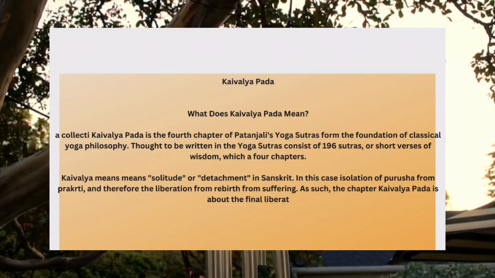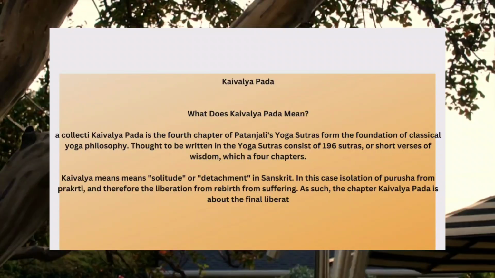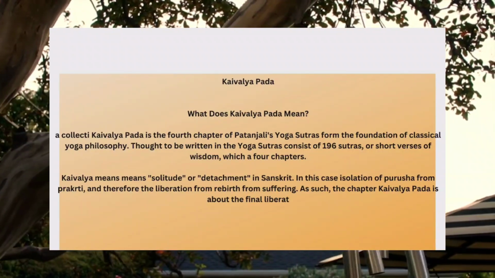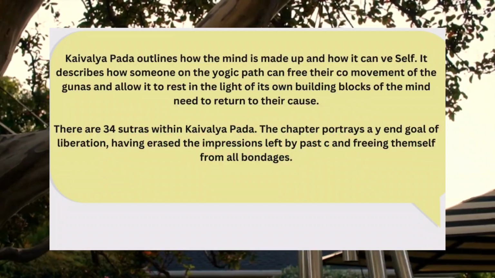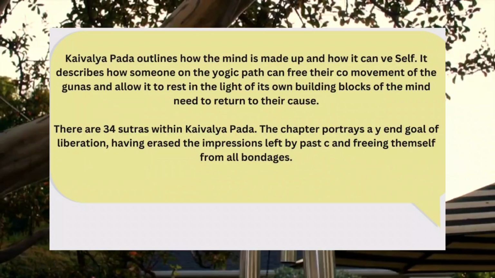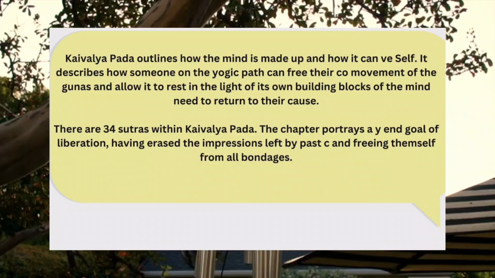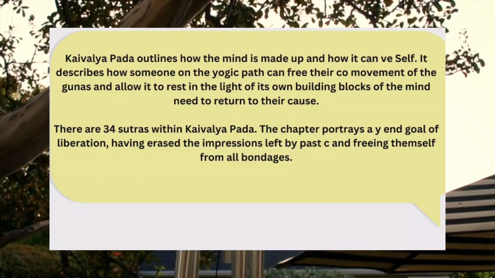Kavalaya Padh outlines how the mind is made up and how it can veil the true nature of the self. It describes how someone on the yogic path can free their consciousness from the movement of the gunas and allow it to rest in the light of its own nature. For this, the building blocks of the mind need to return to their cause. There are 34 sutras within Kavalaya Padh.